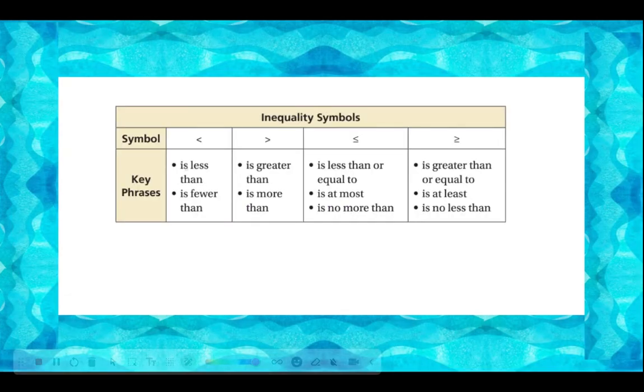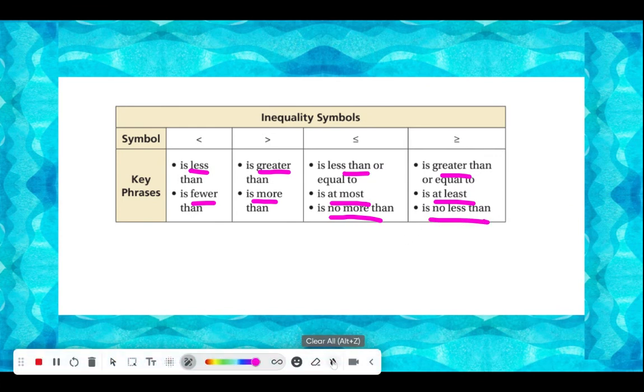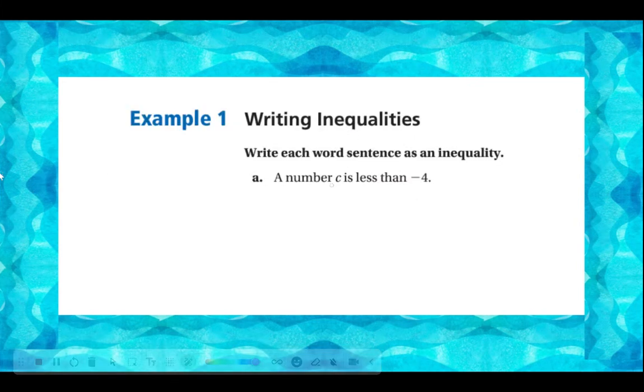Okay, so key phrases, the symbols: less than, you could say less than or fewer than. Greater than is greater than or more than. Less than or equal to is at most, no more are keywords. And then the last symbol, greater than or equal to, at least 13 years old, so I could see a PG-13 movie, right? You could be bigger, greater than, or no less than, okay? Those are just keywords. So now we are going to write these inequalities.